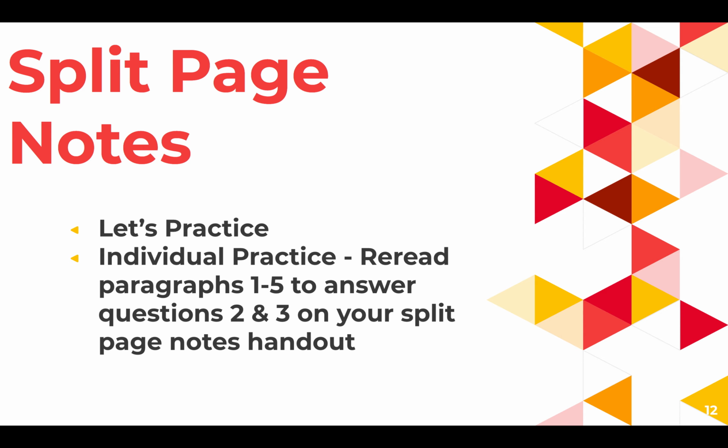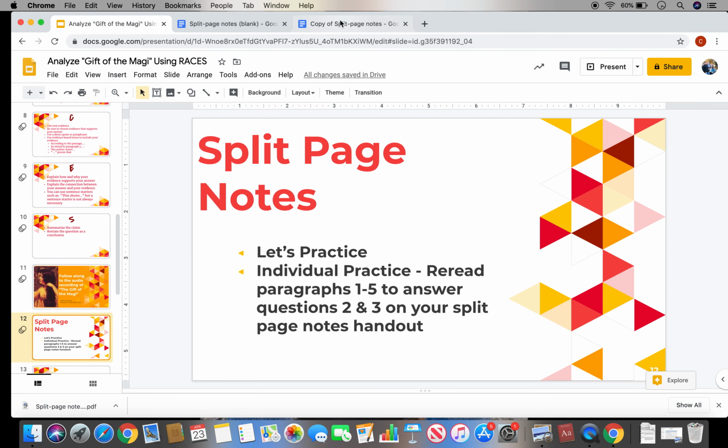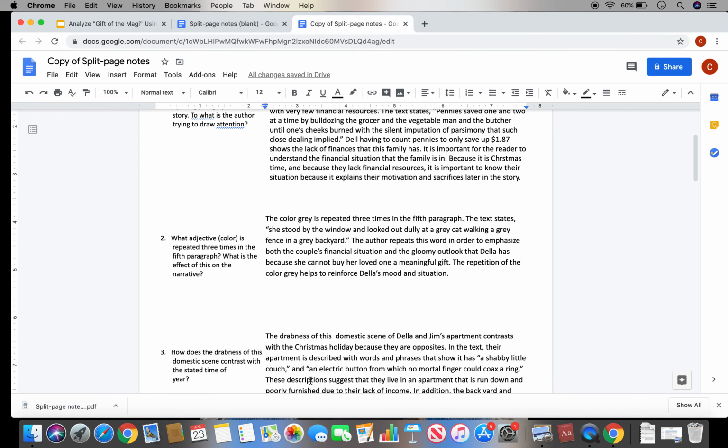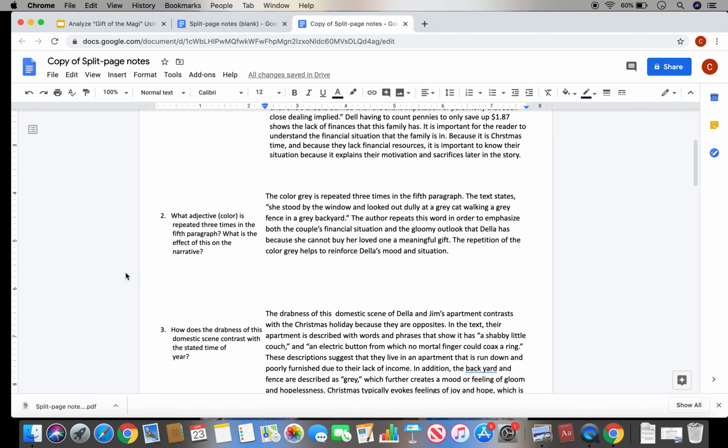So I want to go ahead and quickly review questions 2 and 3. I have my copy here that I've worked on. This one was asking what adjective is repeated 3 times. You should have pointed out that gray is repeated 3 times. You may have cited where it said the gray cat walking the gray fence in the gray backyard.